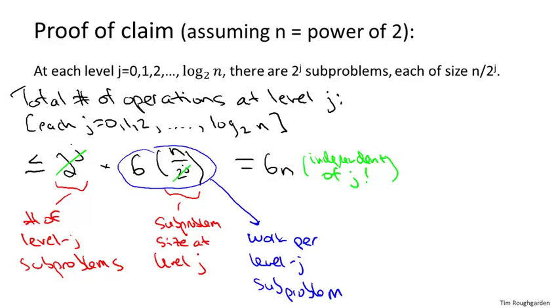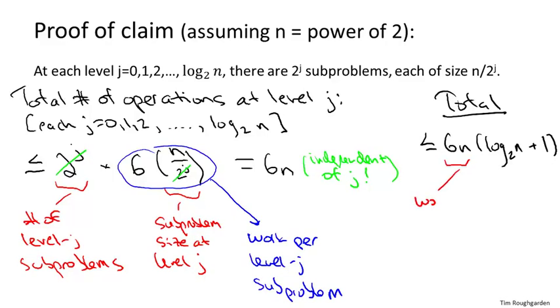Now, here's why that's so cool. We don't really care about the amount of work just at a given level. We care about the amount of work that merge sort does ever at any level. But if we have a bound on the amount of work at a level which is independent of the level, then our overall bound is really easy. We just take the number of levels, and we know what that is. It's exactly log base 2 of n plus 1. Remember, the levels are 0 through log base 2 of n inclusive. And then we have an upper bound 6n for each of those log n plus 1 levels.